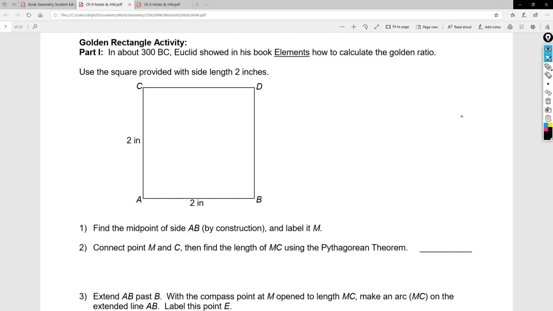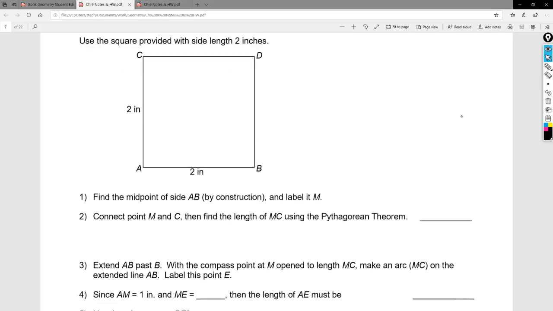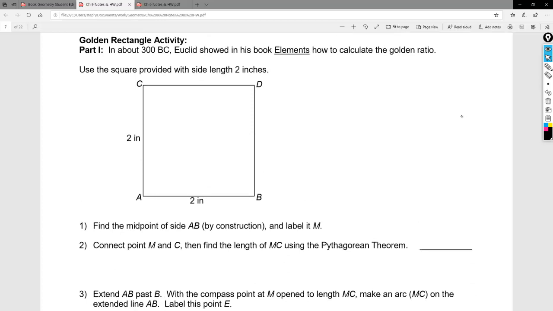So actually figuring this out, they gave us a square with side length 2 inches. I'd like you to walk through the steps first on your own and see if you can get through this before seeing how I did it. Anytime it says by construction here, you can just use a ruler and measure it out. So go ahead and give this a shot and then rewatch if you run into trouble.